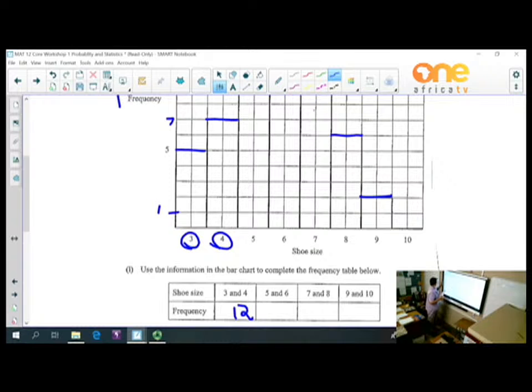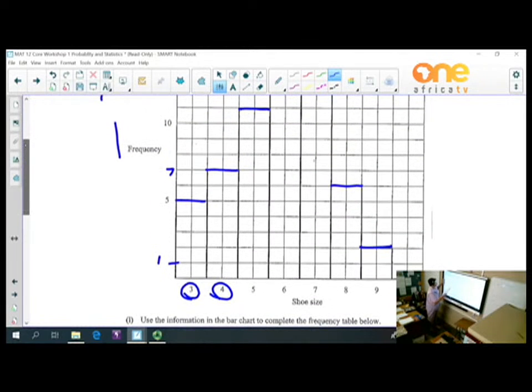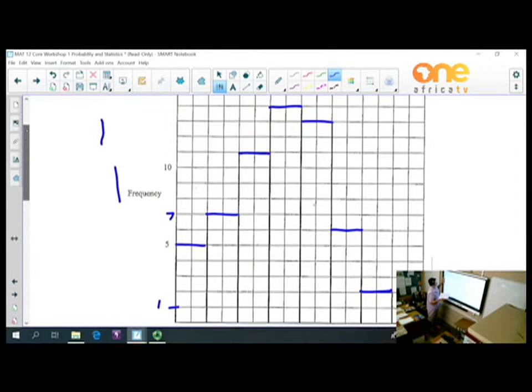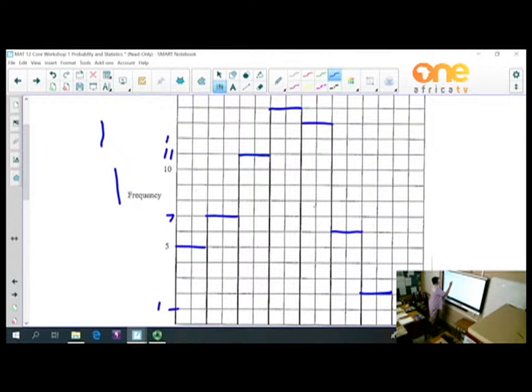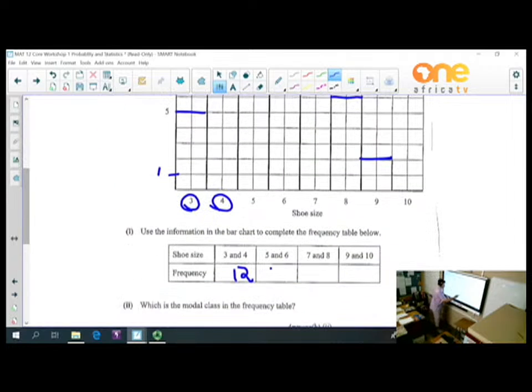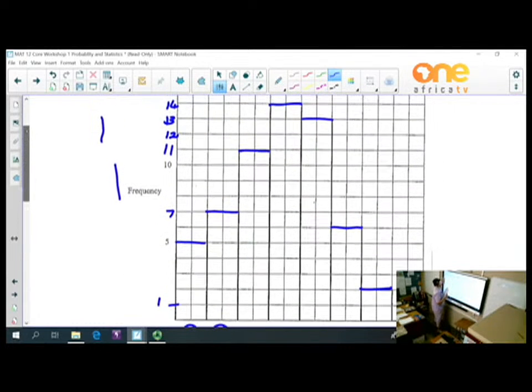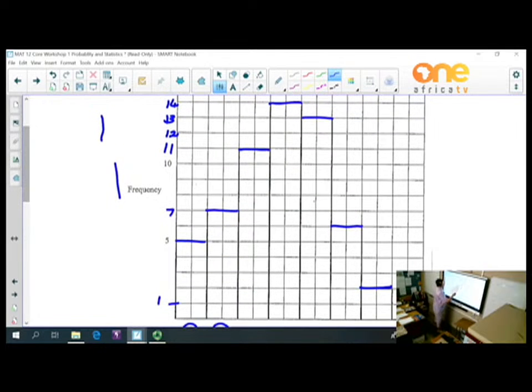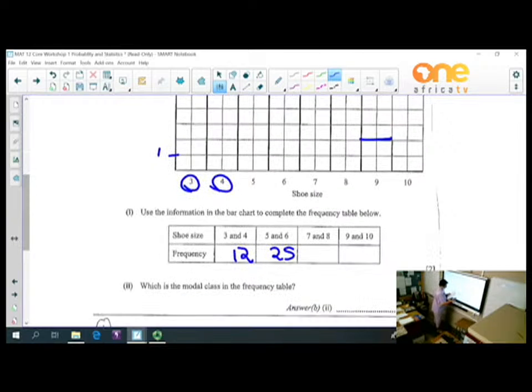Now we look at 5 and 6. So 5 is 11 and 6 reads off at 11, 12, 13, 14. So 14 plus 11, and that gives me 25. Then 7 and 8. 7 reads off at 13 and 8 reads off at 6. So 13 plus 6 is 19. And then the last one, 9 and 10, and this is only 2.